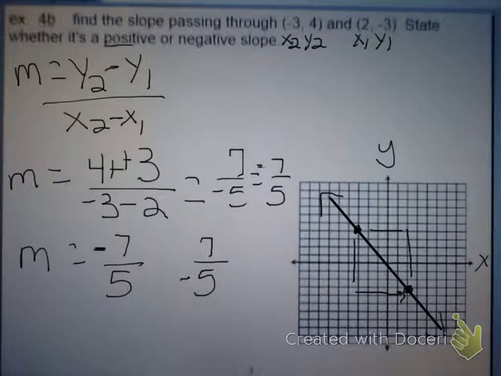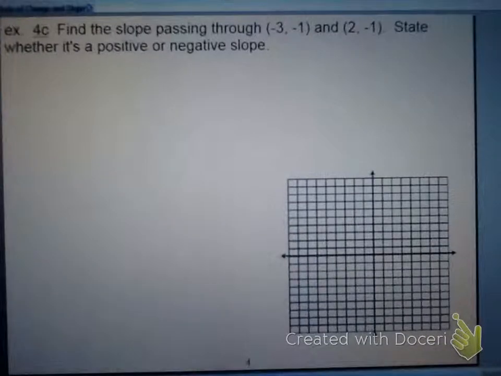And we have to state whether it's a positive or a negative slope. It is a negative slope because there's a negative. And also look at the line. It is going downward. So a downward slope, a downward line means it's a negative slope.